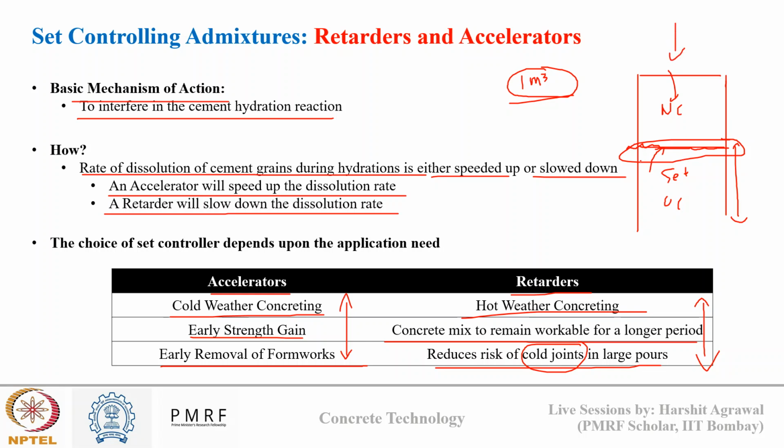This kind of joint that is created due to delay in concrete pouring is known as a cold joint. To reduce the possibility of such cold joints in large pours, we need to delay the setting of concrete, and for that also we can use retarders.